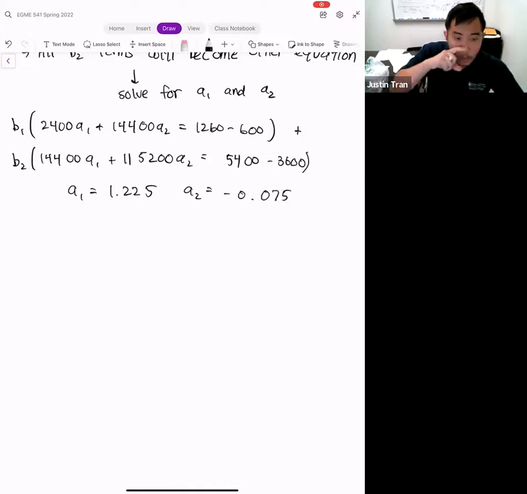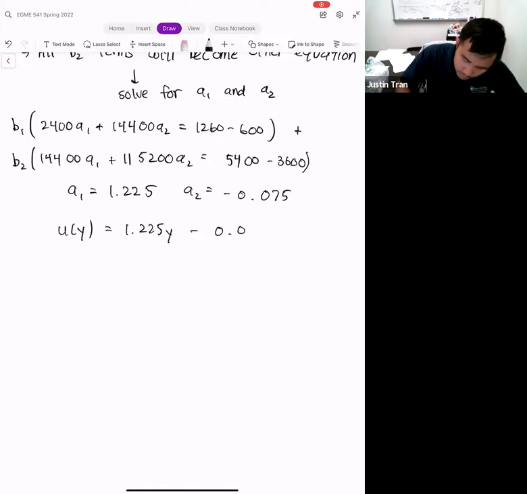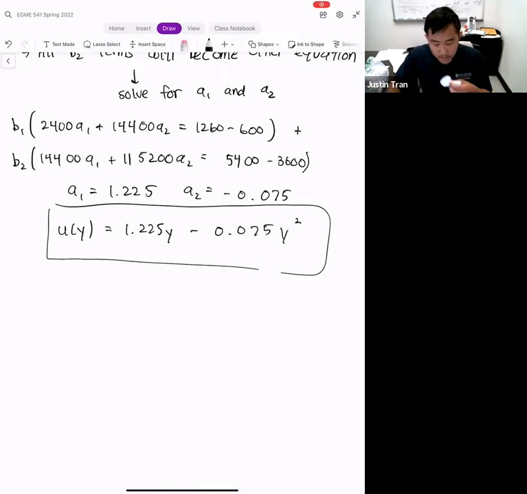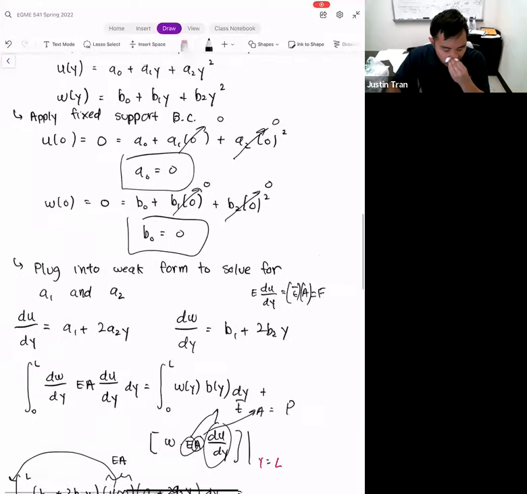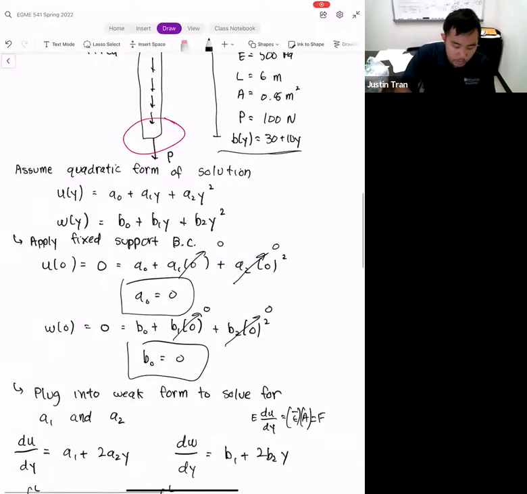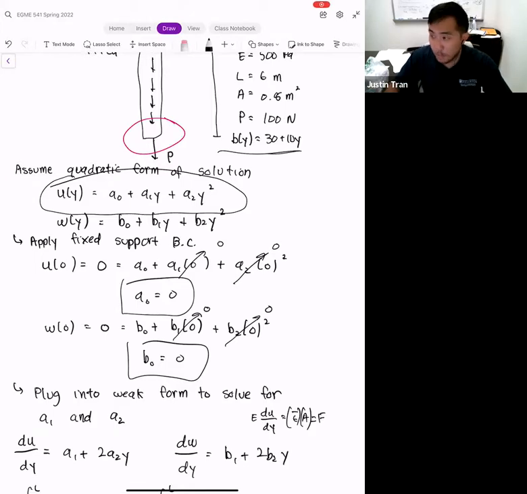0.075. And so we plug that back into our original equation, and we get U of y is equal to 1.225 y minus 0.075 y squared, right? Because these A1, A2 eventually go back and plug into our original assumed form, which was up here.